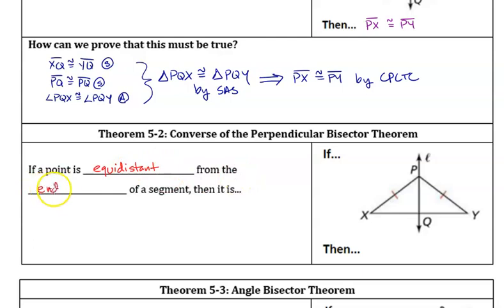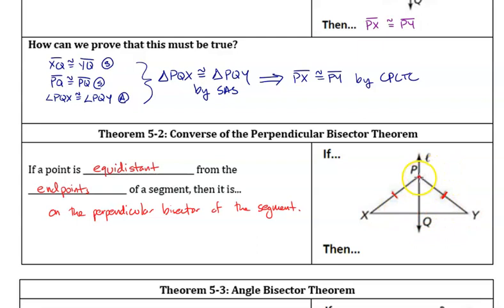from the endpoints of a segment, so in other words, if I look at this picture here and I see that point P to X is the same distance as point P to Y, that's the situation we're describing in the hypothesis, then that point is on the perpendicular bisector of the segment. Right? So point P must be on the perpendicular bisector.